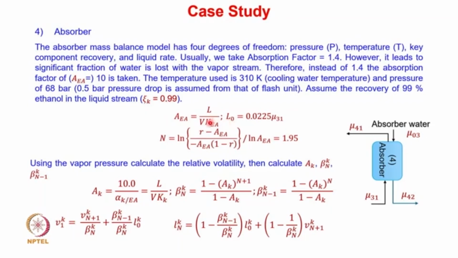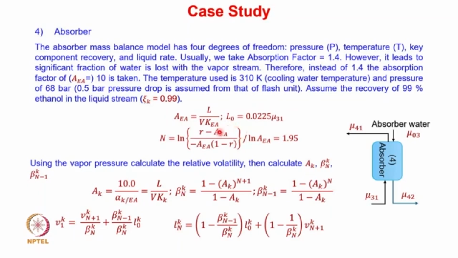And also if I put the values here, then remember this AEA value is 10. If I put that value 10 here, I can obtain L as 10 into VKEA. KEA value we can directly obtain, isn't it? So we can get, and this V is nothing but mu 31. Remember, whatever the vapor charge to the absorber is nothing but mu 31. So we can obtain the expression of L naught, or mu 03 in a way, isn't it?